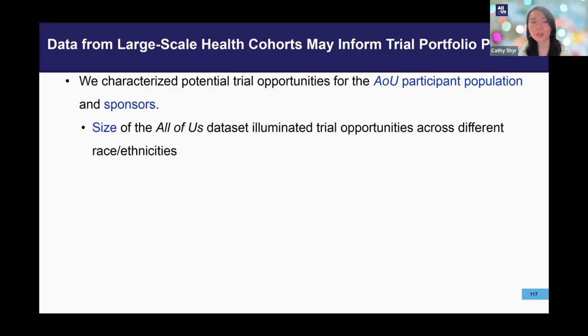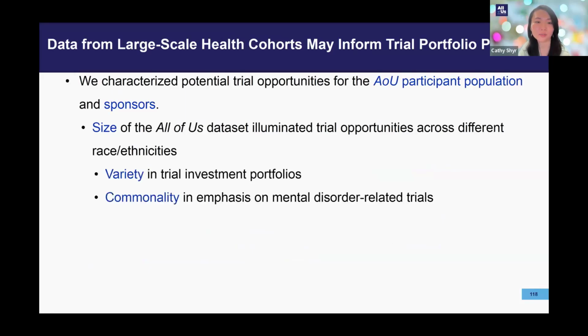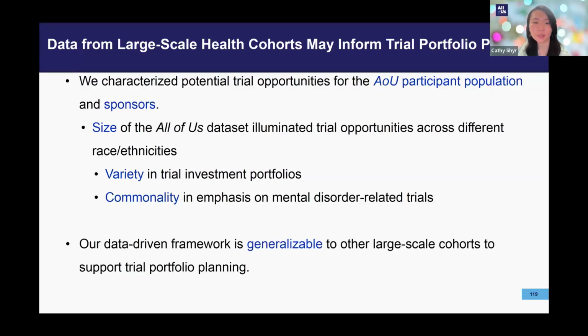Again, the size and the richness of the All of Us data set really helped us illuminate trial opportunities across the entire phenome and all across different races and ethnicities. This highlighted a variety of trial investment portfolios, but also pointed us to some commonality and emphasis on specific trials for mental disorders. This framework is, again, generalizable to other large-scale cohorts to support trial portfolio planning.